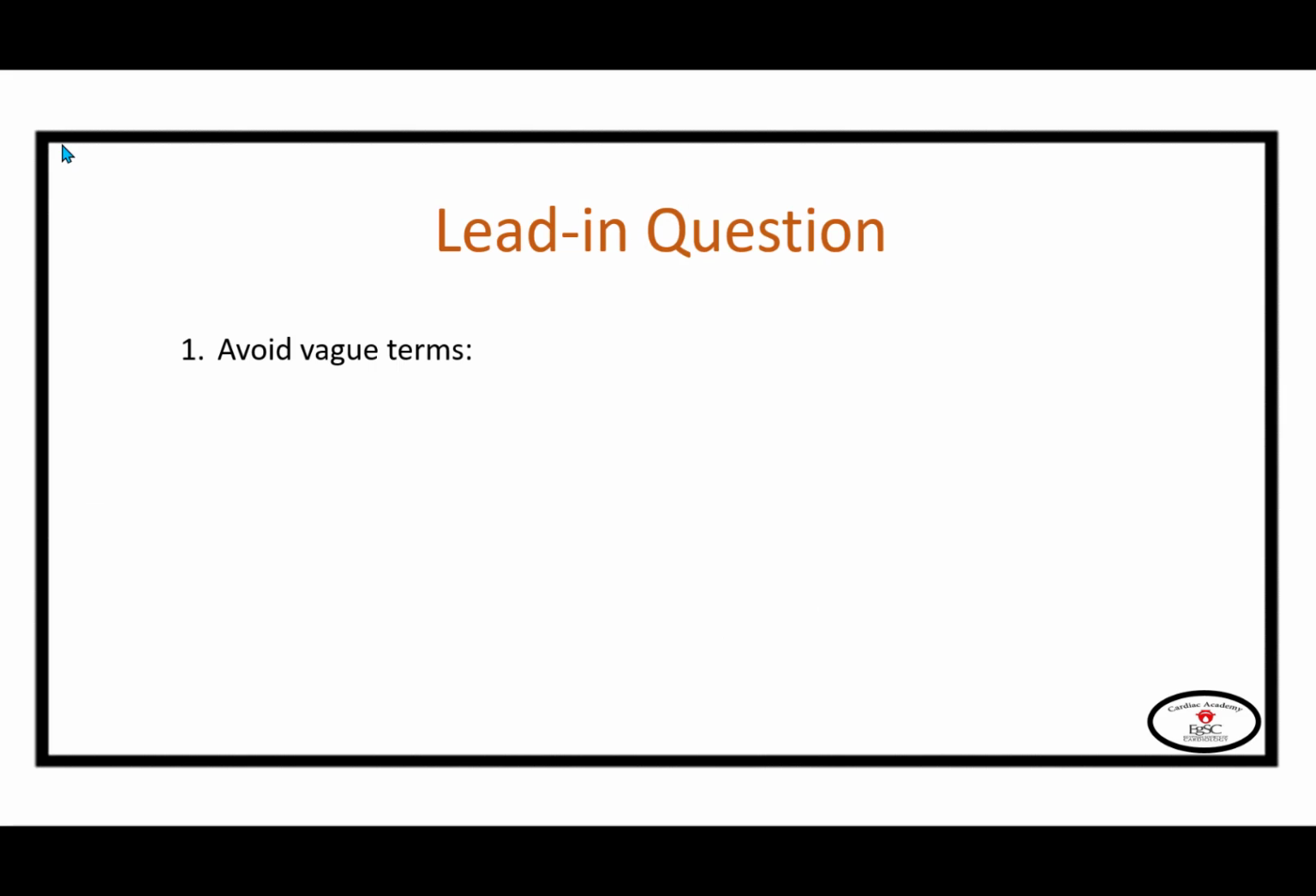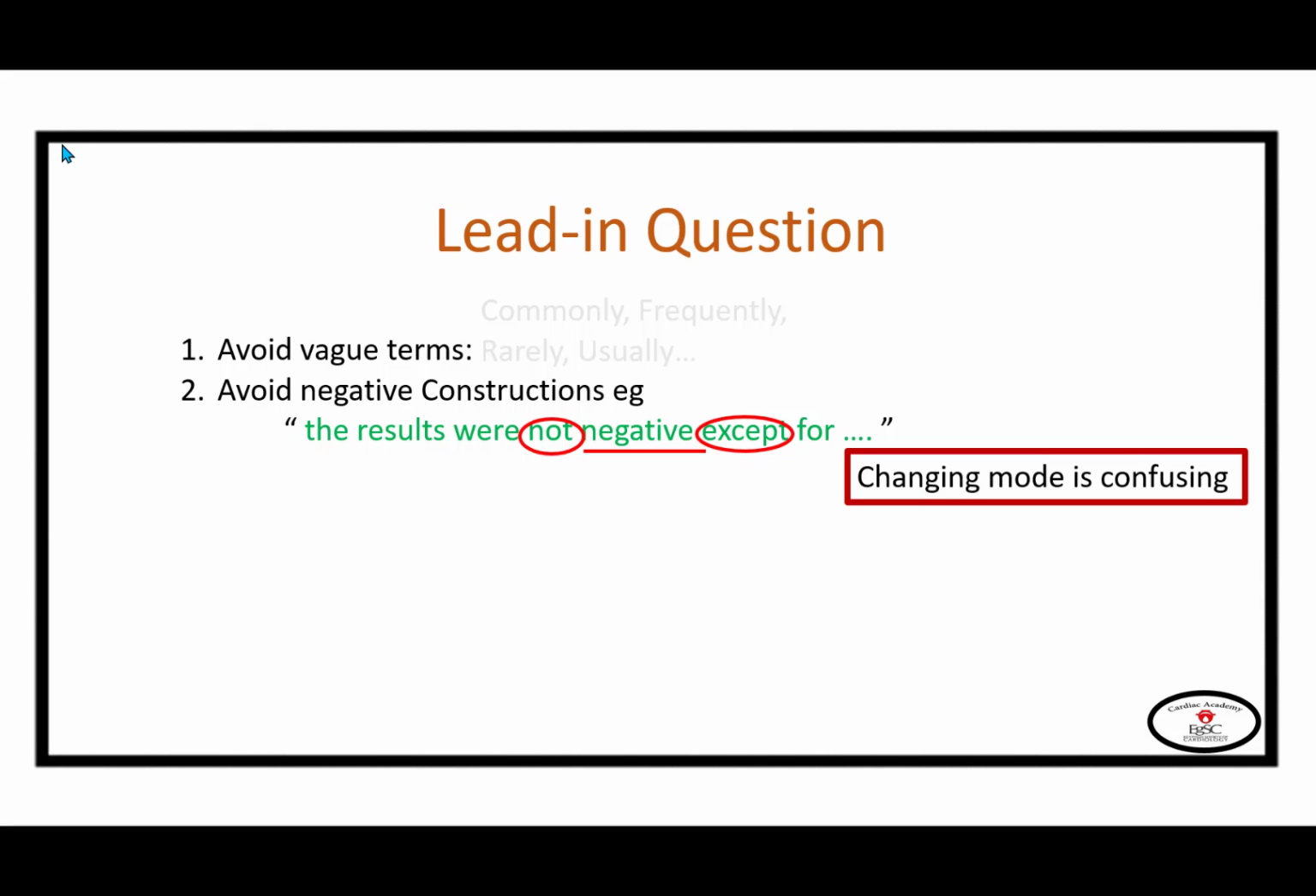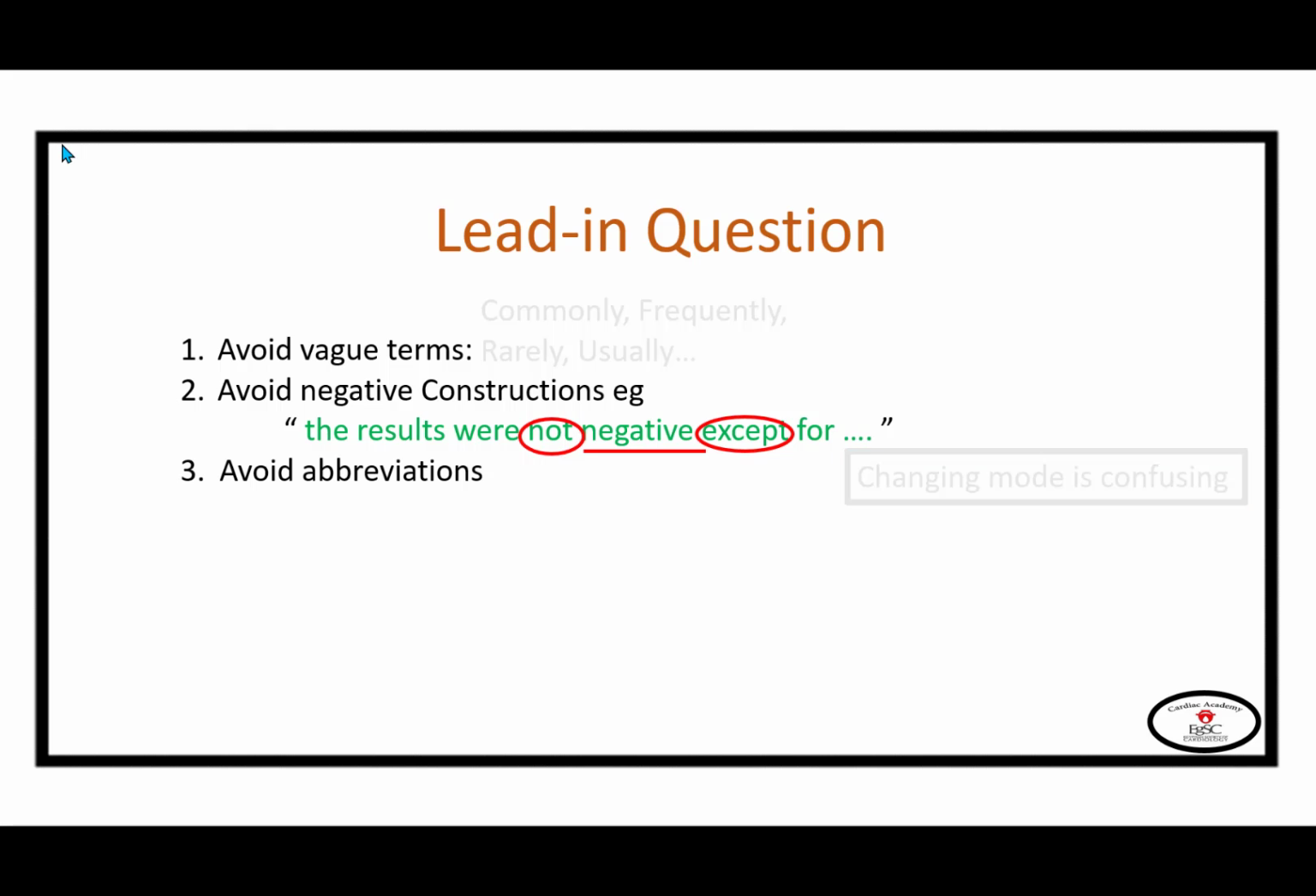Leading question. Avoid vague terms like commonly, frequently, rarely, and usually. Avoid negative constructions. For example, okay, the results were not negative except for. Or like, what does that even mean? Not negative except for. All right, so changing mode is confusing, and studies actually show that 1/3 of us do not make that switch. So you need to keep things positive and you need to avoid abbreviations.